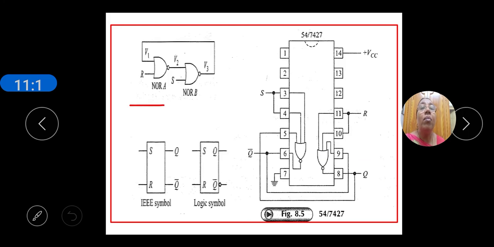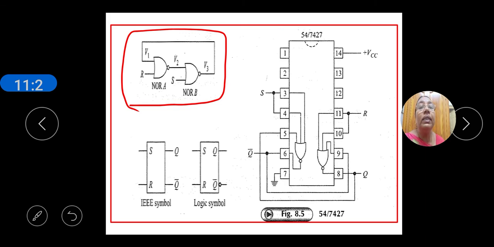This is another form of NOR gate flip-flop. The circuit is same as the previous circuit, and below that you can see the logic symbol for the NOR gate flip-flop, and next you can see the chip having NOR gates. This chip is 5427 or 7427. It has two NOR gates. Two NOR gates are 3 input NOR gates. Since we require only 2 inputs, we tie 3 and 4 and keep it as S. Similarly, for the other NOR gate, we tie 10 and 11 and keep it as R.